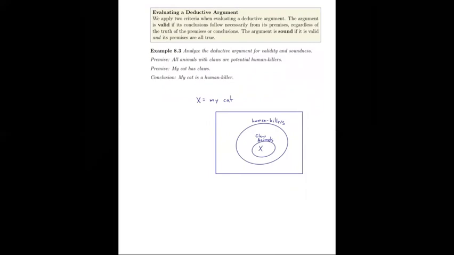Now the last thing we look at is the conclusion. My cat is a human killer. So we've concluded that my cat is a human killer. If we look at this set diagram down here, we realize that that must be the case. There's no way to be in the set of claw animals without being in the set of human killers. Okay, so the logic is valid, or the argument is valid.